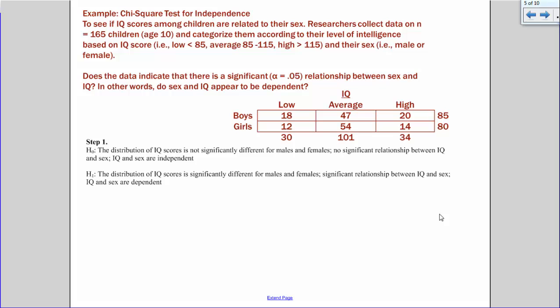Okay, so let's figure out what our criteria for significance is. What is our critical value? So step 2, chi-square crit. We know that the alpha level is 0.05. And our degrees of freedom is equal to C minus 1 times R minus 1, C representing the number of columns. How many different levels of IQ do we have? We have 3. So 3 minus 1.